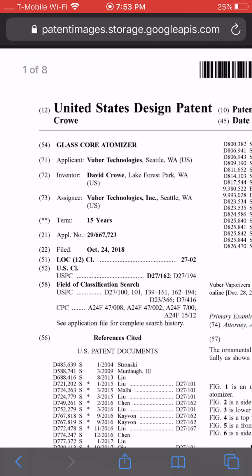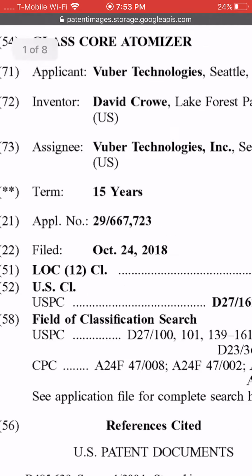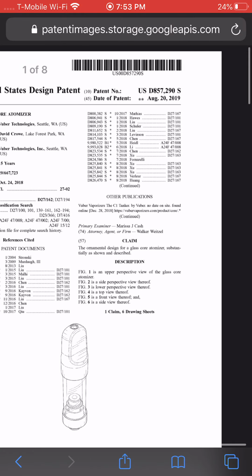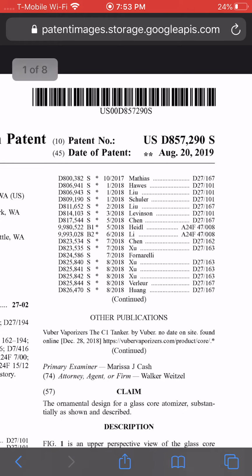So moving on to this other information that design patents have. As I mentioned, the applicant is Vuber Technologies. The inventor is David Crow. He's the chief tech officer over there. The term of the patent is 15 years from the date of issue. That's the date of the patent, and up here we have the patent number as well.